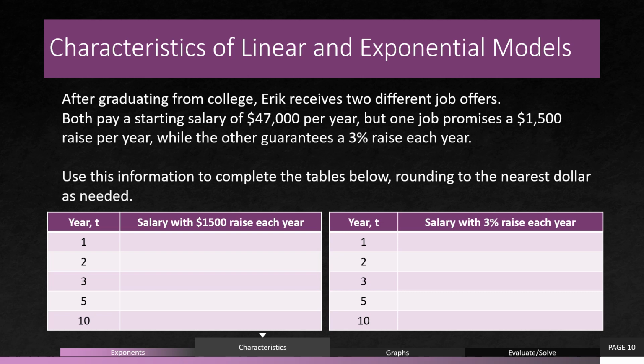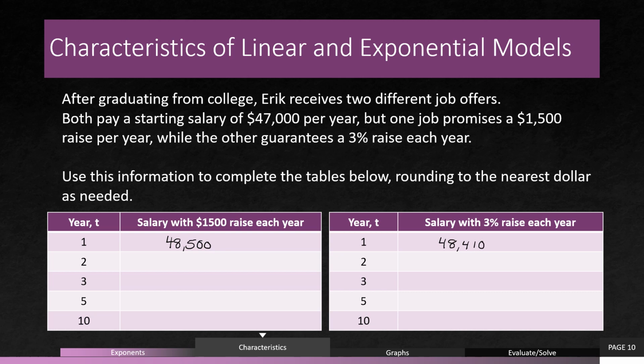We start at 0. And so if I look at this after 1 year, or the first raise, 47,000 plus 1,500 is going to give me 48,500, the new salary after the first raise. For the exponential model, Eric would be making $48,410.